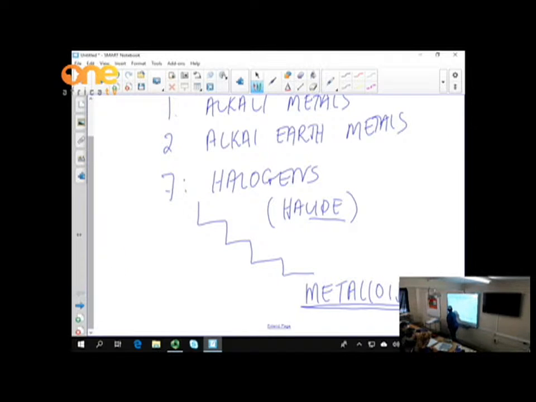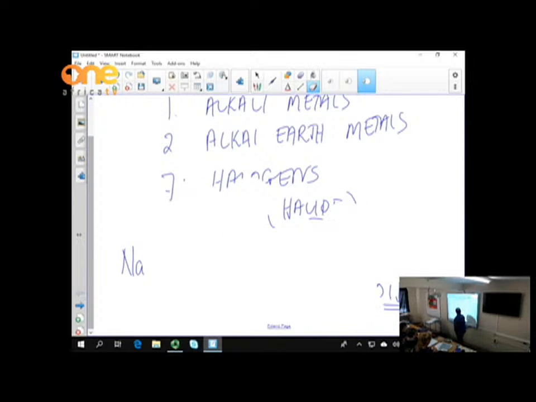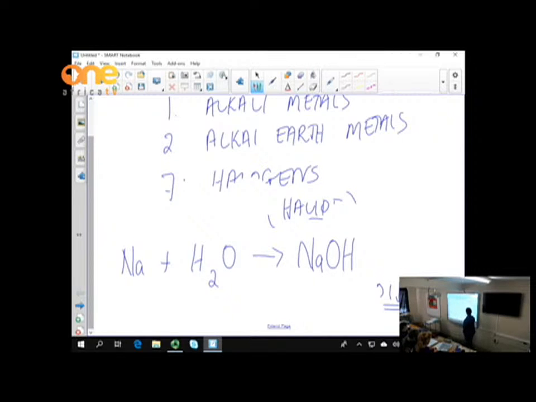Now, if I have, let's say, sodium and it reacts with water, H2O, it is going to form sodium hydroxide. This is water soluble plus what?